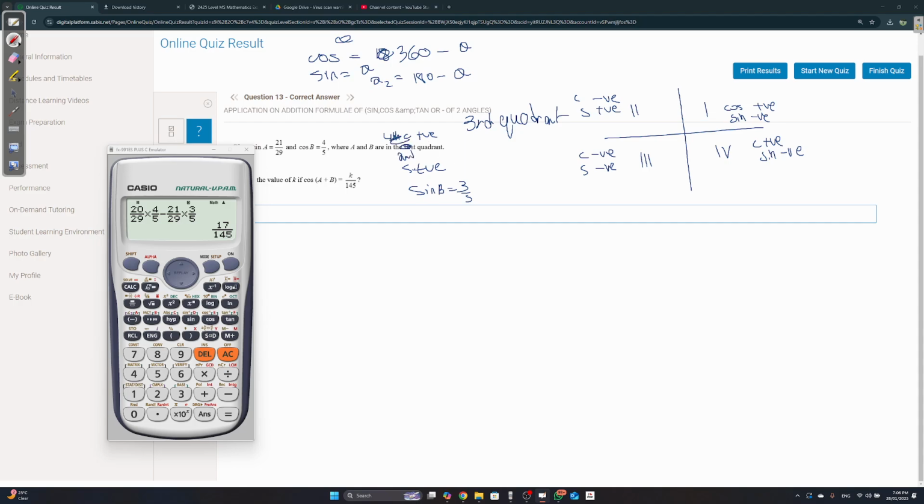Let's say you said second. Okay, 3 over 5, that's correct because second quadrant is positive. But I got cosine A 20 over 29. I'm trying to give an example. If they said second quadrant, you know that cosine is negative. So cosine A of 20 over 29 won't work.